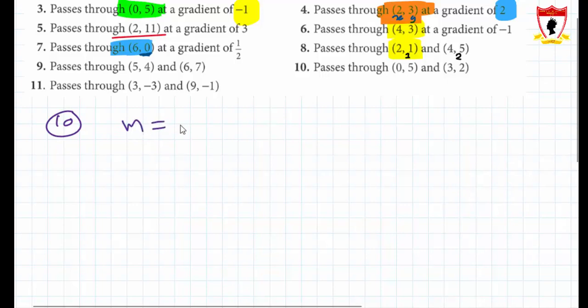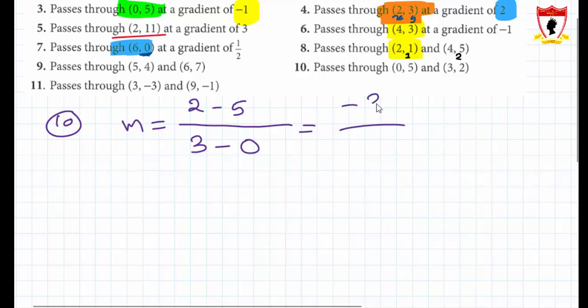m, or the gradient, is 2 minus 5 over 3 minus 0. 2 minus 5, 3 minus 0. 2 minus 5 is equal to negative 3. 3 minus 0 is equal to 3. 3 divided by 3 is equal to 1, and this negative will stay. The gradient is negative 1. Then the equation looks like this: y equals negative x plus c.